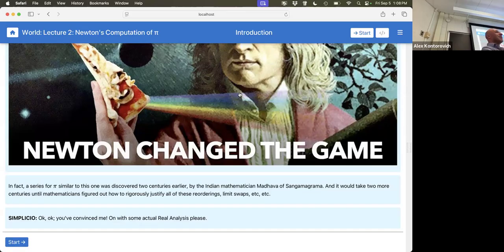Now we have some actual mathematics to dig our teeth into for what real analysis is about. Can we reorder? Can we sum a series? What kinds of functions occur as a result of summing a series that depends on a variable? Okay, make sense? All right, on with some actual real analysis, please. Are we ready for actual real analysis? So, next world. Any questions?